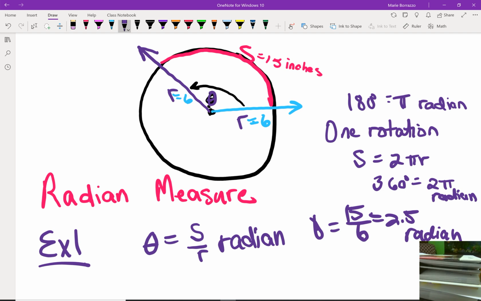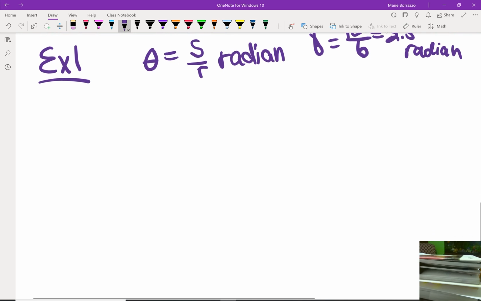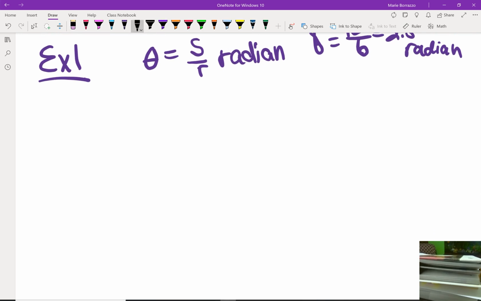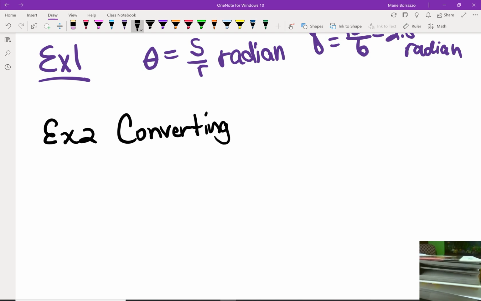Now, you should be able to convert between degrees and radians. We're going to talk about that next. This is example 2. For some of you, this is extremely basic information, but for those seeing this for the first time, it's quick to learn. So you're converting from degree to radian.